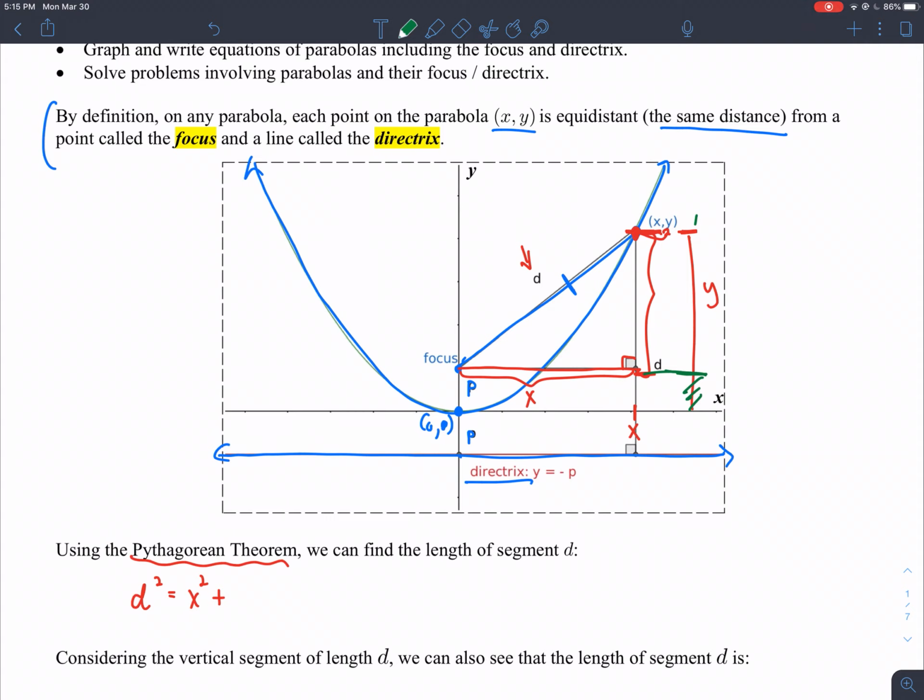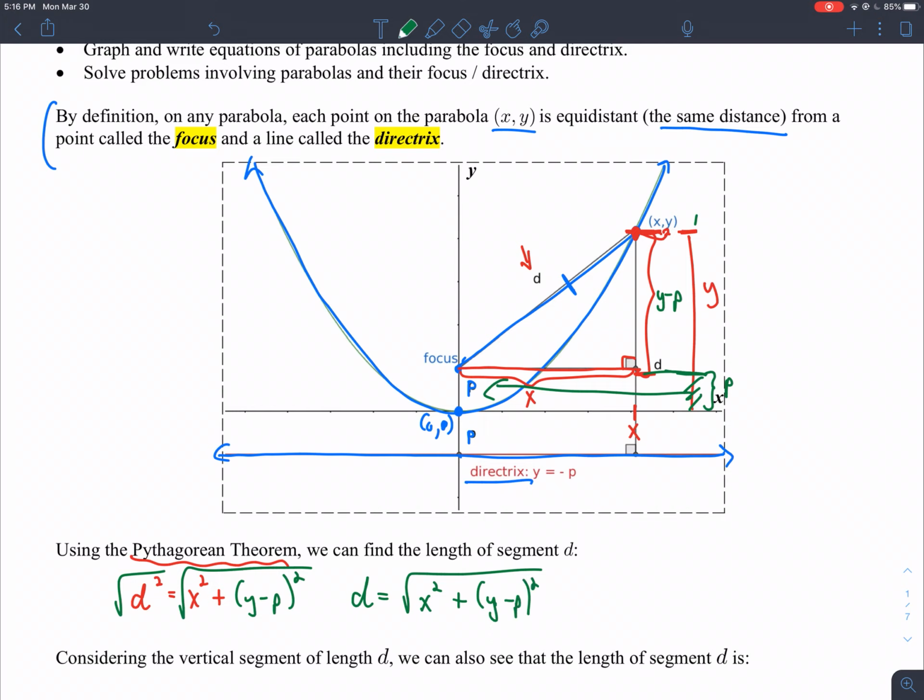But what did I just chop off to get that same distance? Well, that's p. This distance is p. So if I take p away from y, then I get this length. So this is y minus p. So this is y minus p squared. That's just basic Pythagorean theorem. And then we can take the square root of both sides and say d equals the square root of x squared plus y minus p squared.